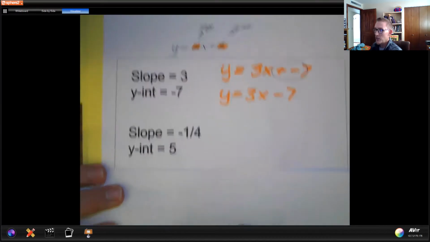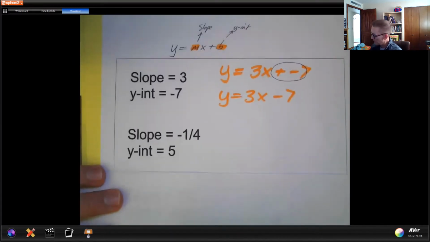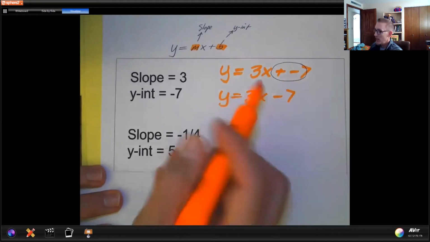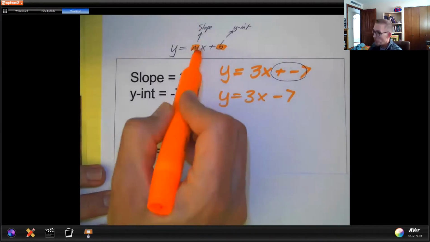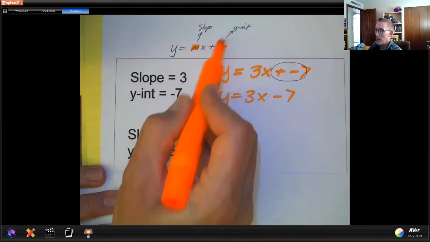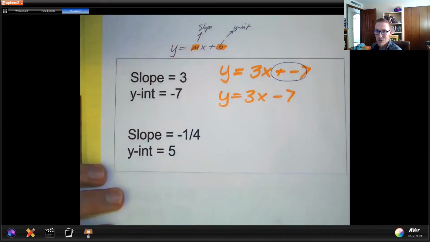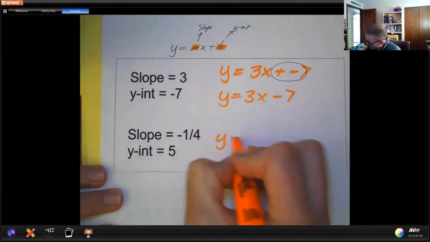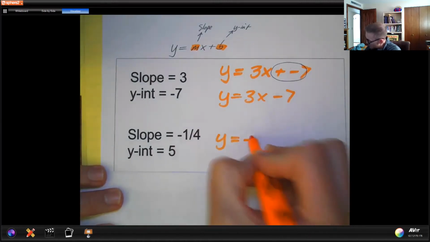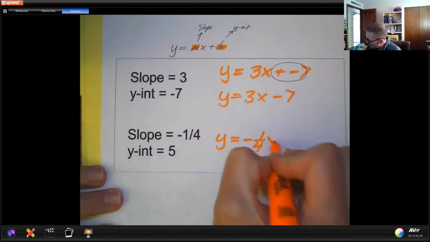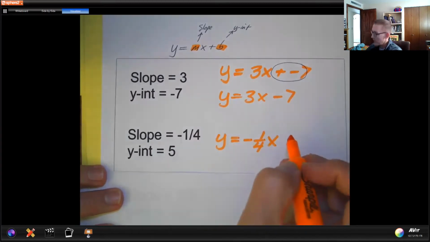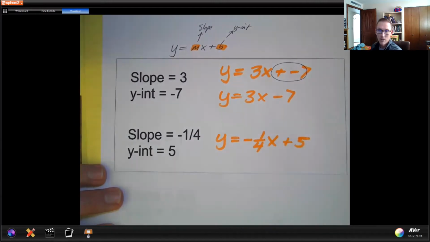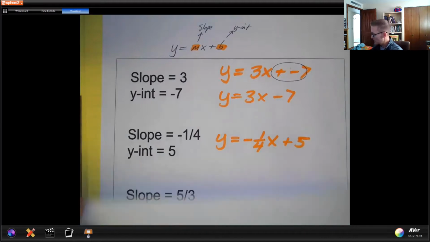Let's take a look at another example here. Our slope is -1/4. Our y-intercept is 5. And I'm going to plug that in for where slope goes and for where y-intercept goes. I'm just going to plug the 2 clues in and write my equation. So this equation is going to be y equals, I need my slope, so -1/4 x. And then my y-intercept is +5. That's all we're doing, just write the equation.